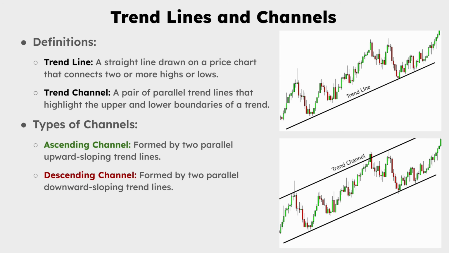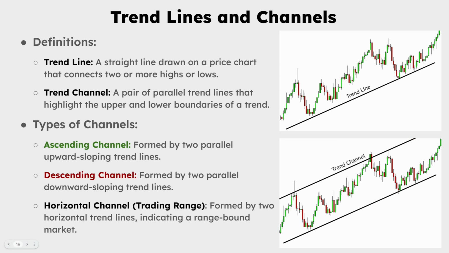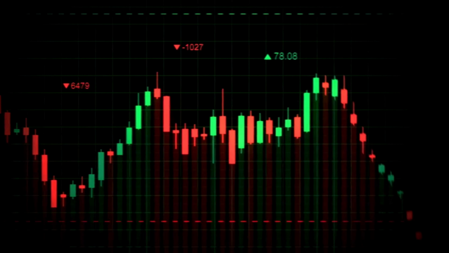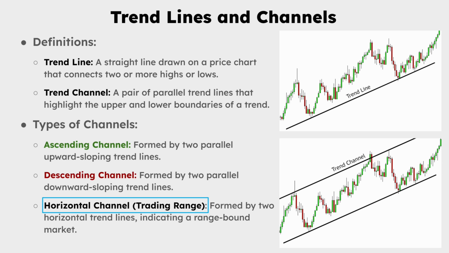But we actually also have a third type, and that is the horizontal channel, or in other words, the trading range. And a trading range is formed by two horizontal trend lines, which indicates that we are in a range-bound market. So when we have a trading range, we have two lines that go like this, and the price action is defined within these trend lines.